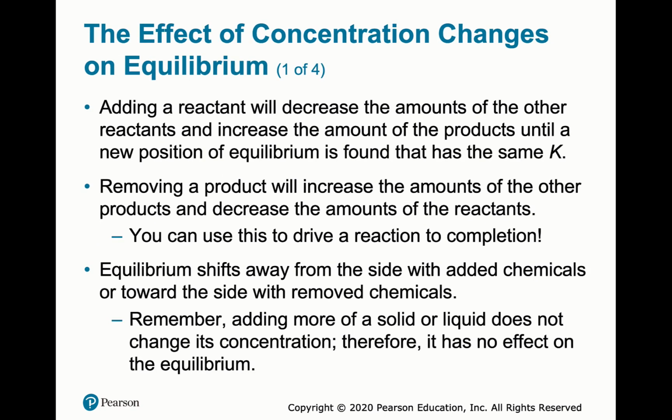So in general, adding a reactant will cause a shift to the right, and removing a product will also cause a shift to the right. If you add a reactant, the system wants to get rid of that reactant, so the reaction goes forward. If you remove a product, the system wants to generate more product, so you shift right to generate more of that. Generally speaking, the equilibrium shifts away from the side where chemicals are added, and you shift towards the side where they are removed. This only applies to things that are not solids or liquids.